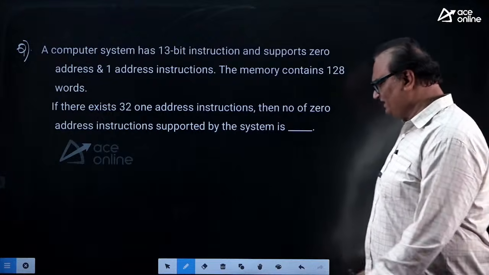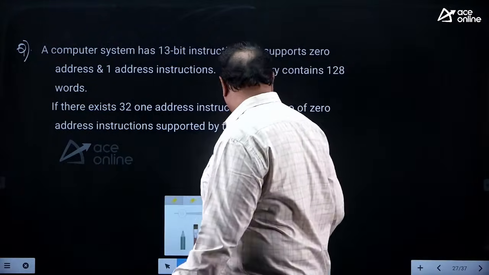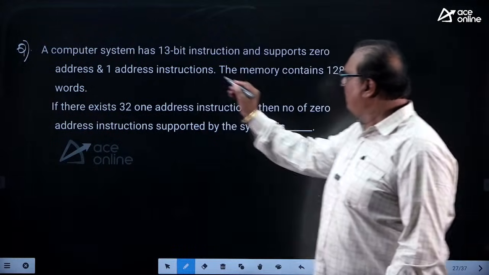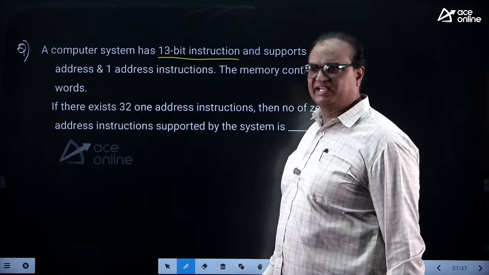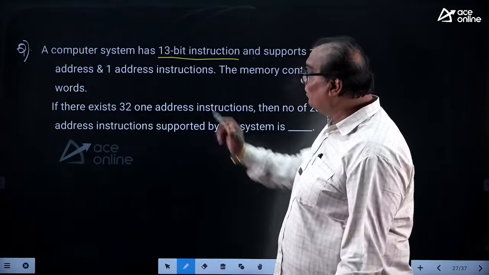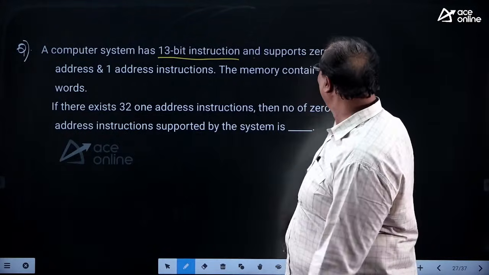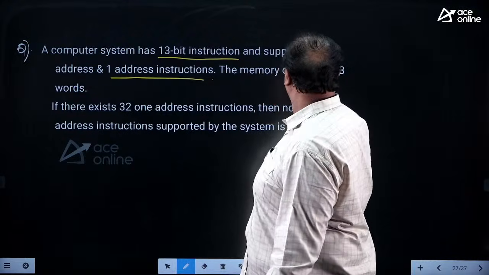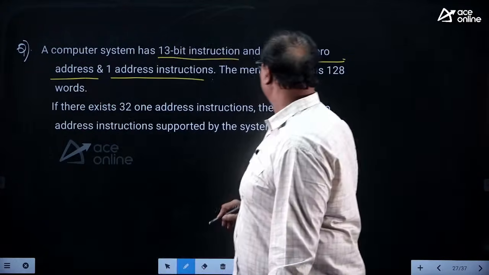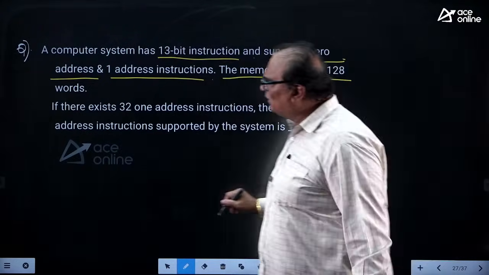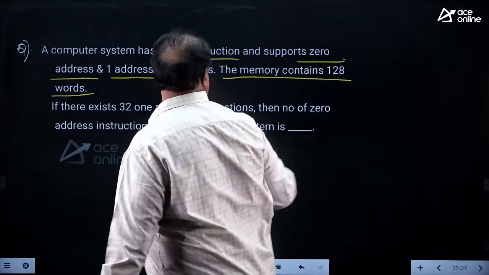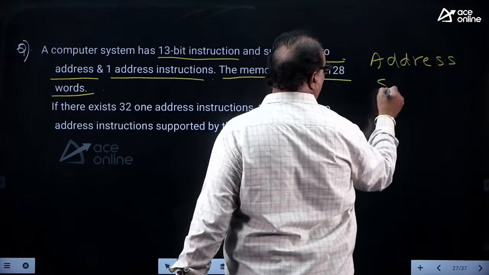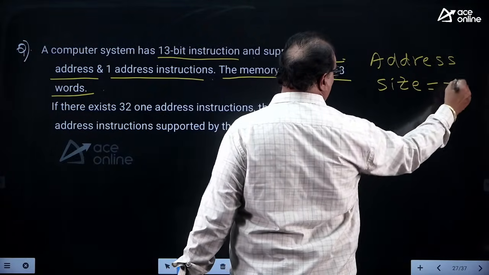Look here, an excellent question. Read the question properly. From basic processor organization design: a computer system has a 32-bit instruction. What is the instruction code size? 13 bits. It supports 0 address and 1 address instructions. The memory contains 128 words. What is the address size here? Log 128, which means 7 bits.